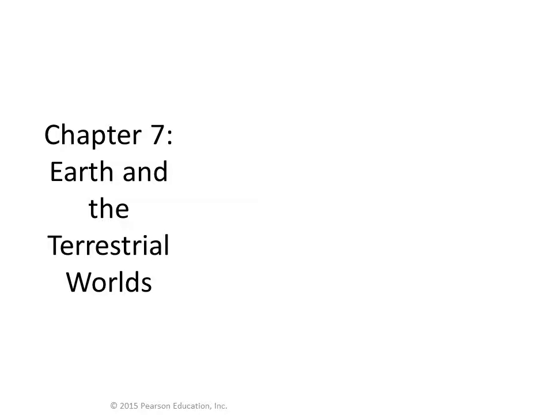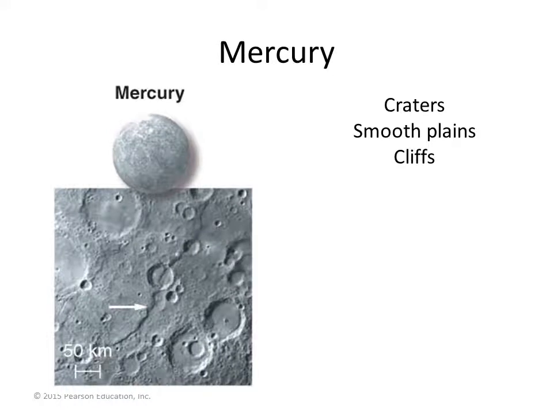This is Chapter 7, Earth and the Terrestrial Worlds. We're going to be looking at the four planets that we call terrestrial planets. The first one, of course, is Mercury. And as you can see from the inset there, Mercury's surface has craters. There are smooth areas, smooth plains, and there are also cliffs.